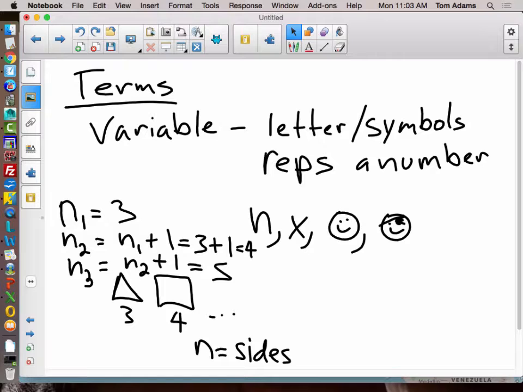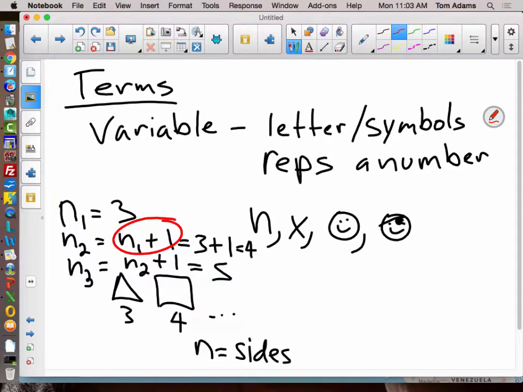So the first thing we need to know is that we could have a variable, which is a letter or a symbol that represents a number. And that helps us to make these predictions in these patterns. Does that make sense? Are there any questions about what a variable is? Another term that we could talk about is what we call a numerical expression.